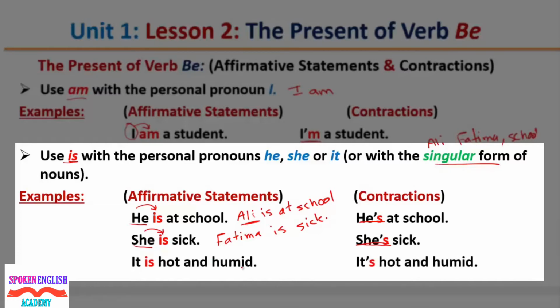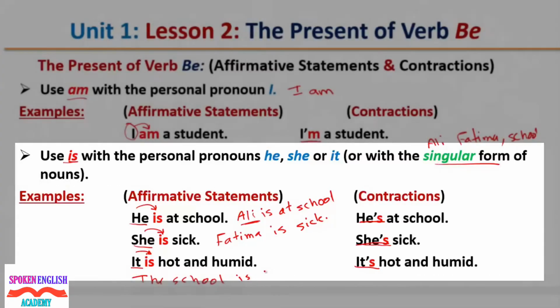It is hot and humid. Notice that with the pronoun it, we use also is. The contracted form, it's hot and humid. Here also we can use a singular noun instead of it. We can say the school is big.